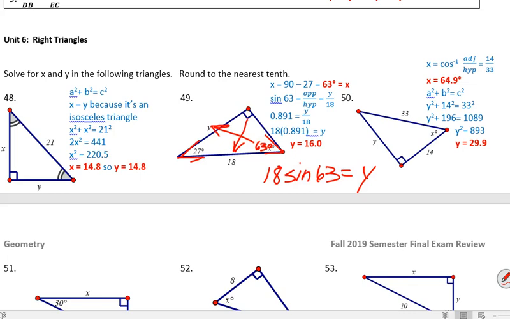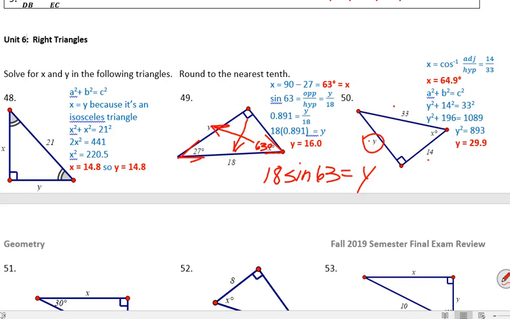50, this one we're going to have to use our sides. We could use the Pythagorean theorem to solve for y here. Notice what I did: a squared plus b squared equals c squared. And we solved for y and got 29.9.